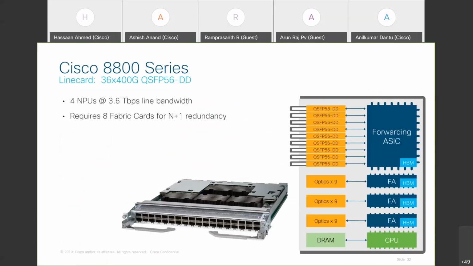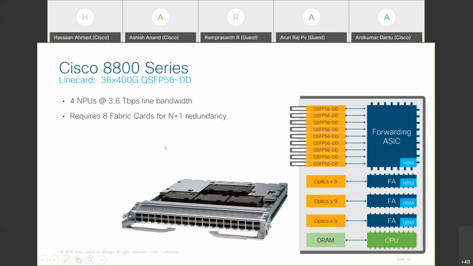So coming to the 36 into 400 gig card, it has 4 NPUs on the line card. Okay, so it has 4 Cisco Silicon One ASICs. It has 36 ports, right? 36 into 400 gig. So 9 interfaces, 9 400 gig interfaces, are assigned to a single NPU. Okay, so similarly, you have 4 different NPUs.